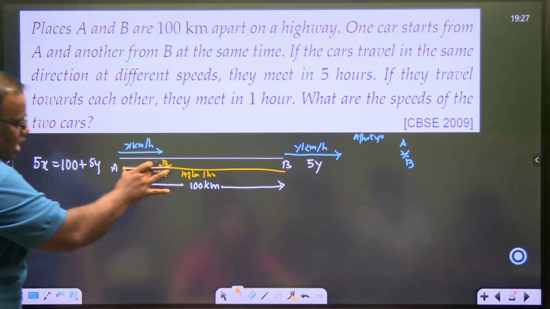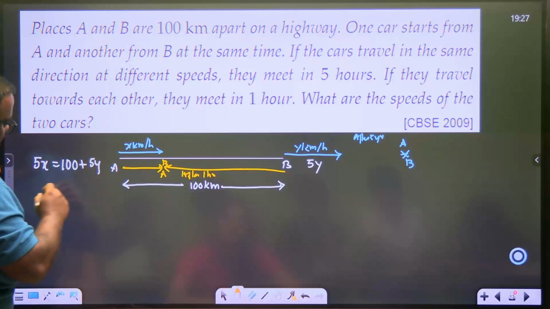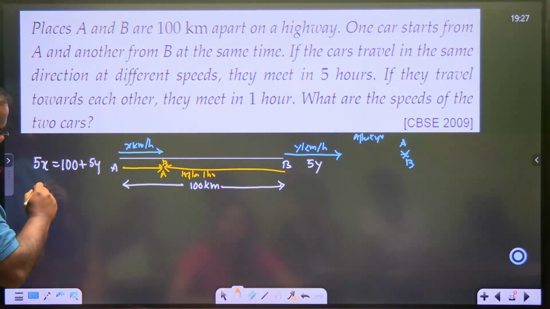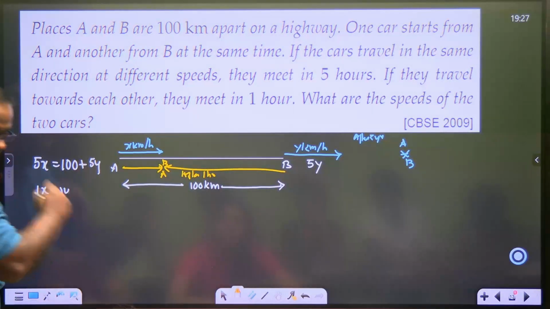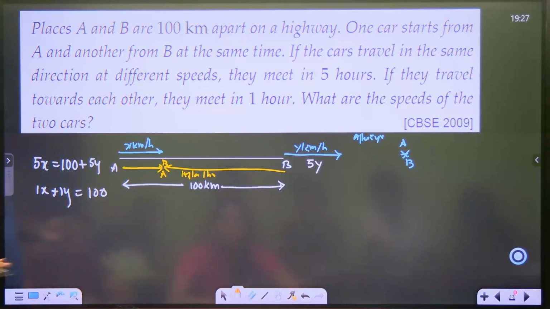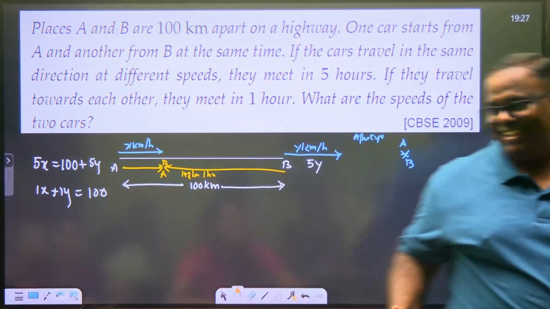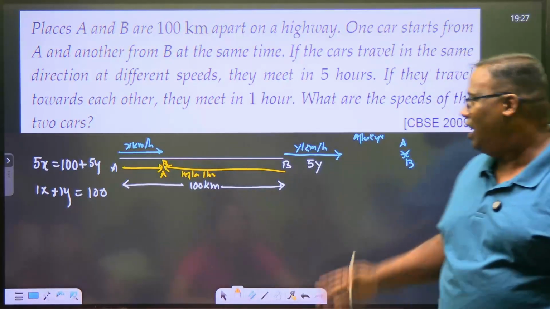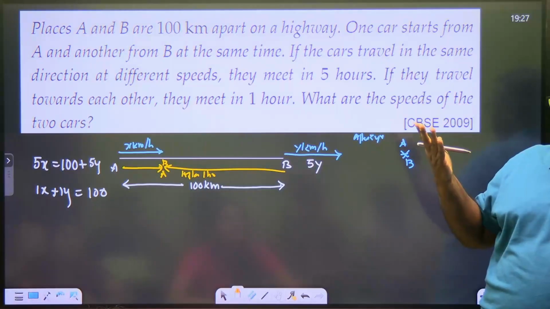Here, A is meeting at how much time? A has traveled how much? If they travel towards each other, they meet in 1 hour. 1x. Right? And how much must B have traveled? 1y. And if you add both of them, this should be 100 kilometers. That's why you met. Only then will there be a meeting, because we two are 100 kilometers apart. After 1 hour we met.